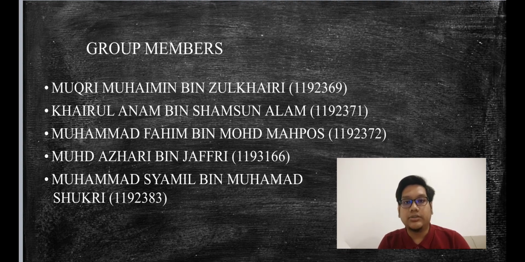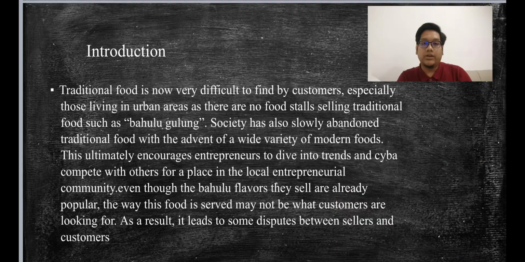This is the group members. The first one is Mukri Mohammed bin Zulkhairi. Second, Karul Anam bin Shamsun Alam. Third, Muhammad Fahim bin Muhammad Mahfuz. Fourth, Muhammad Azhari bin Jafri. And last, Muhammad Shamil bin Muhammad Shukri. Okay, I will move to the introductions.